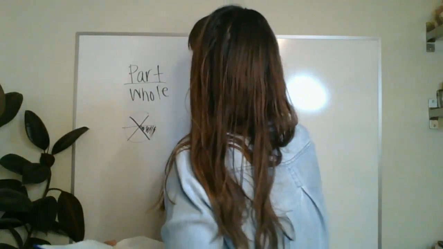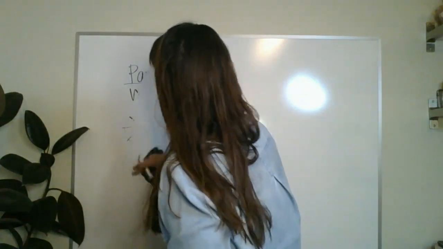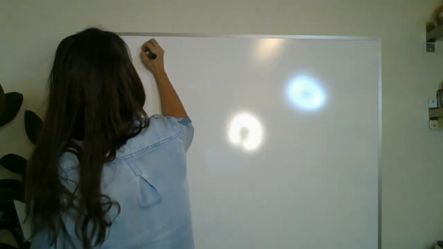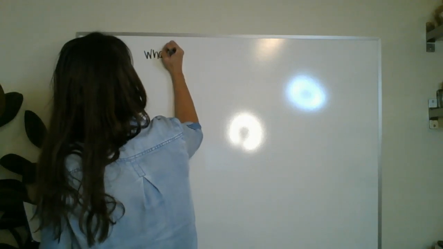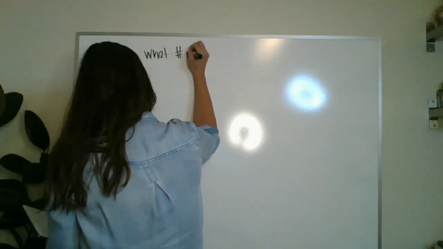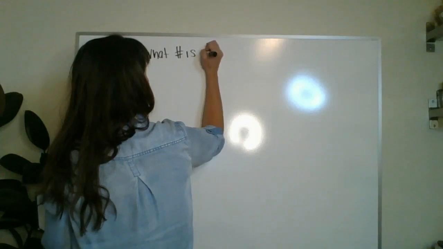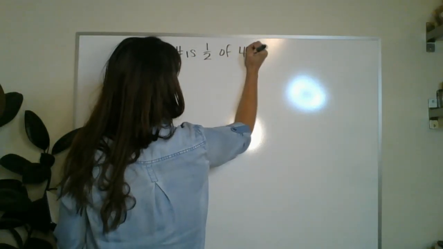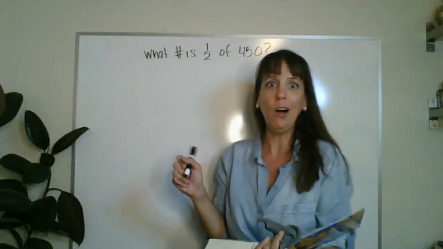Now we're going to be talking about fractional parts of other things. If you take a look at example number 2, the question asks us, what number is 1/2 of 450? That's a number sign, kids, not a hashtag. Oh my goodness, I'm feeling old.